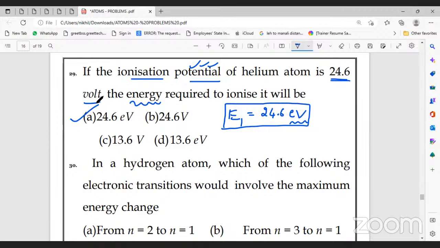That means in the helium atom, if you want to remove the electron from that helium atom, we require an energy of 24.6 electron volt. That is the meaning of the value. Clear? Yes.